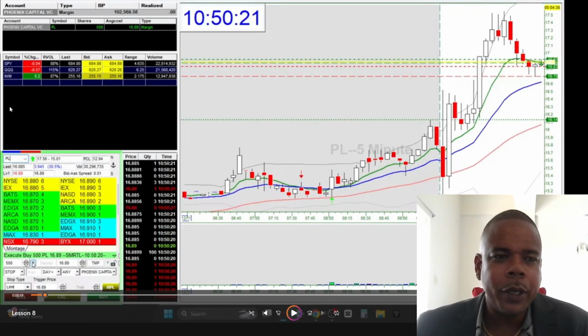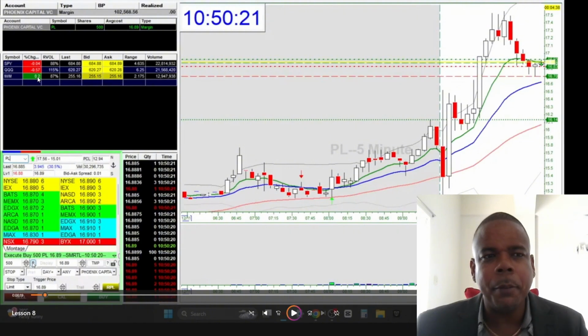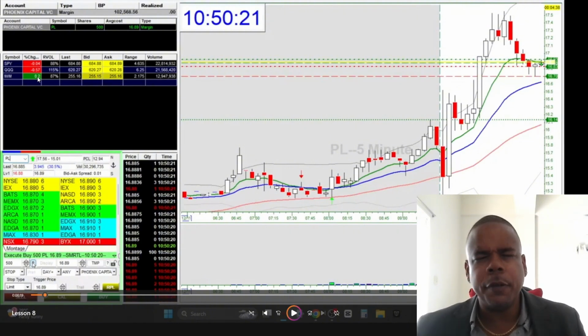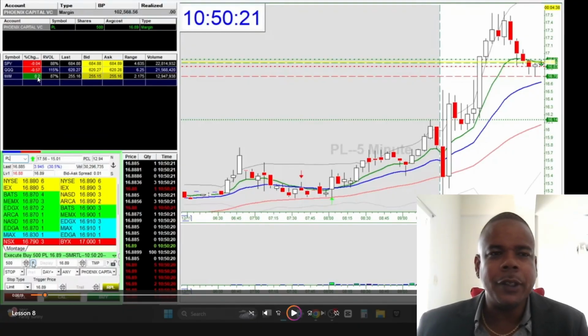Now, this box that we're looking at here is called the market viewer or watch list. So I always have the SPY, the QQQ, and the IWM. These are called the market indexes, index ETFs. So these are like a representative of the largest companies in the US stock market.